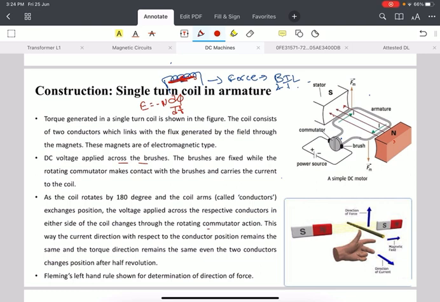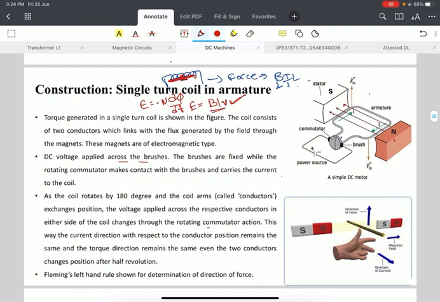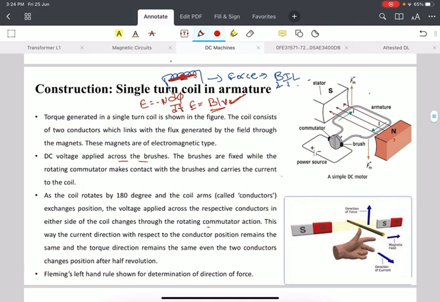The induced voltage E will be equal to minus N d phi by dt. It also can be written as B into L into V, BLV. That induced voltage E can be written as BLV, where V is the velocity of the movement of the conductor. That induced EMF in this conductor can be written as B into L into V. This is the operating principle of a DC generator, and this is the operating principle of a DC motor.